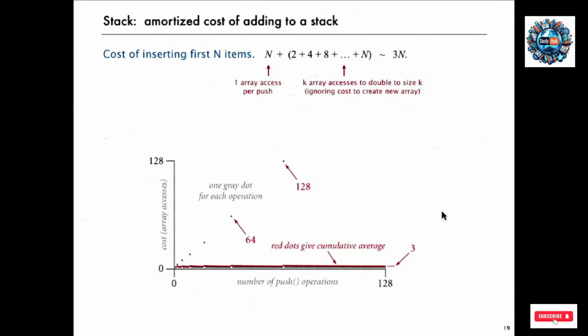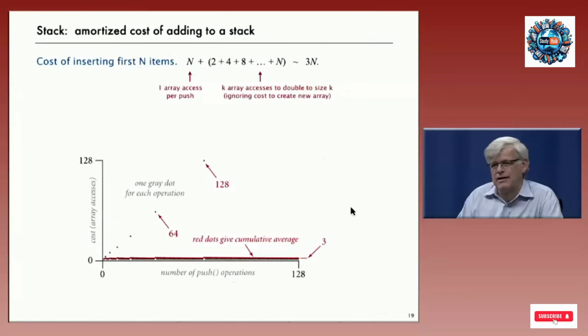And the reason is that you only create a new array every time it doubles. But by the time that it doubles, you've inserted that many items into the stack. So on average, it's like adding a cost of 1 to each operation. So if you just calculate the cost of inserting the first n items, instead of the sum of the integers from 1 to n, you're going to have the sum of the powers of 2 from 1 to n. And that'll give a total cost of about 3n.